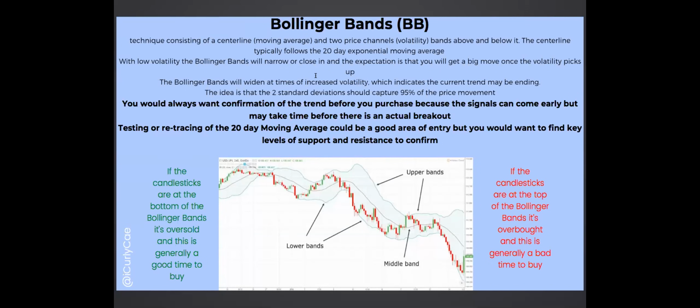Now, with low volatility, the Bollinger Bands will narrow. And the expectation rather is that you will get a big move once the volatility begins to pick up. The Bollinger Bands will widen at times of increased volatility, which indicates the current trend may be ending. The idea is that the two standard deviations should capture 95% of the price movement.